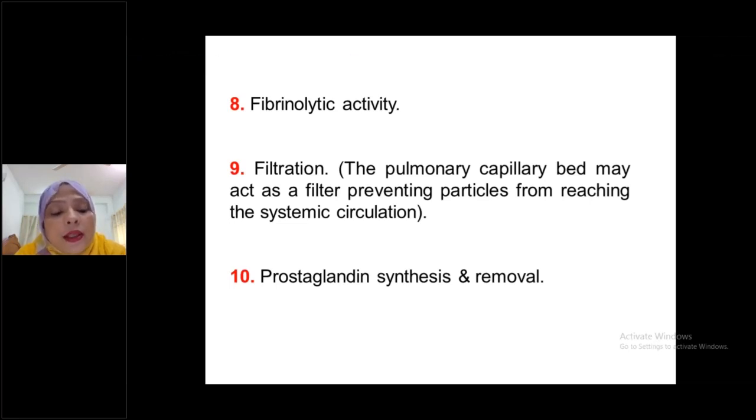So, one of the functions of the lungs is that it acts as a reservoir for the left ventricle, because ultimately after oxygenation, all blood comes into the left atrium, then finally comes into the left ventricle. So, lungs act as a reservoir for the left ventricle. You can write this function also.